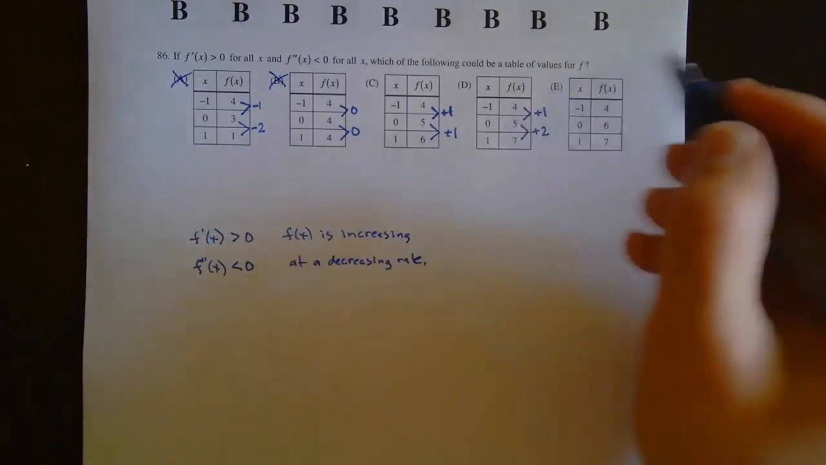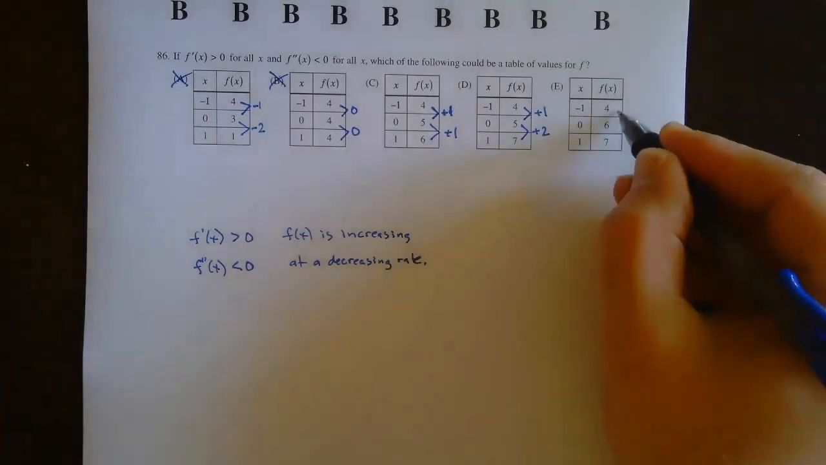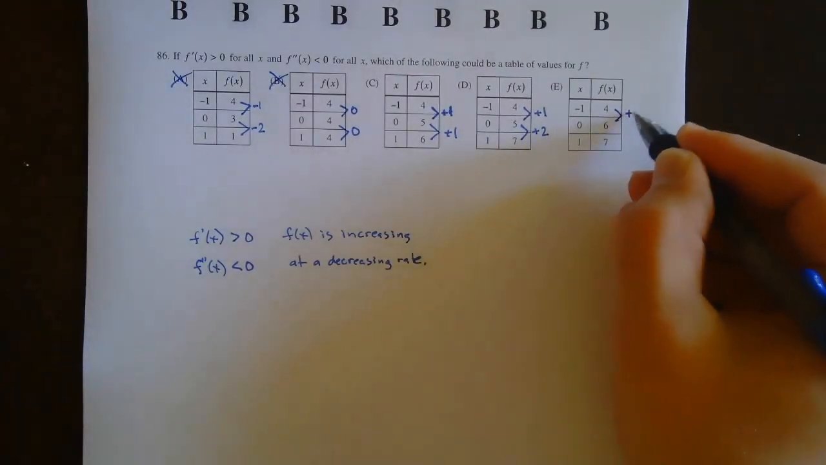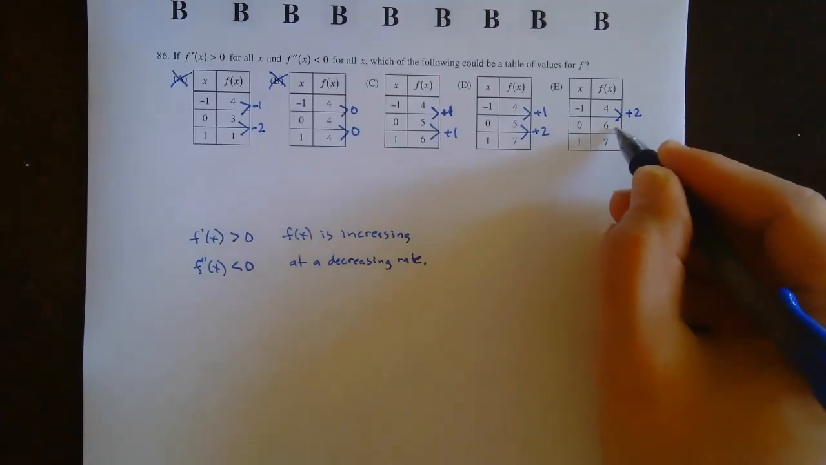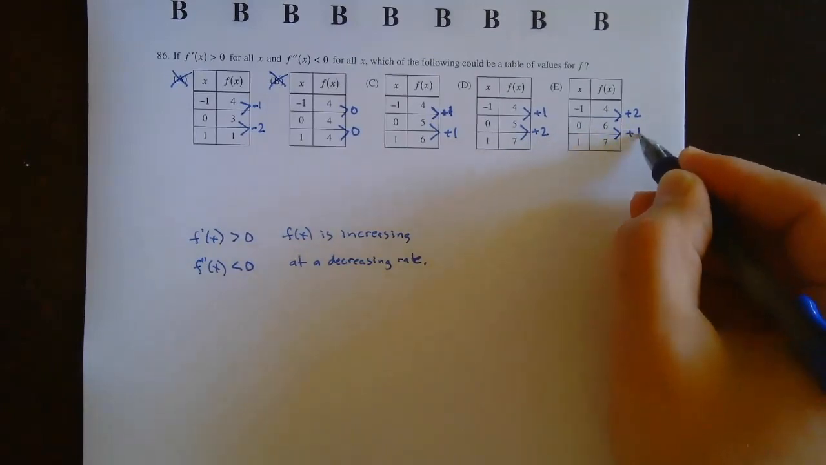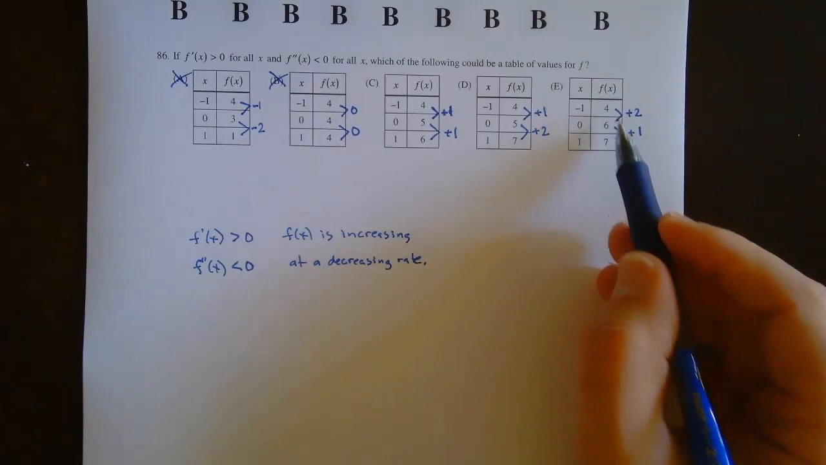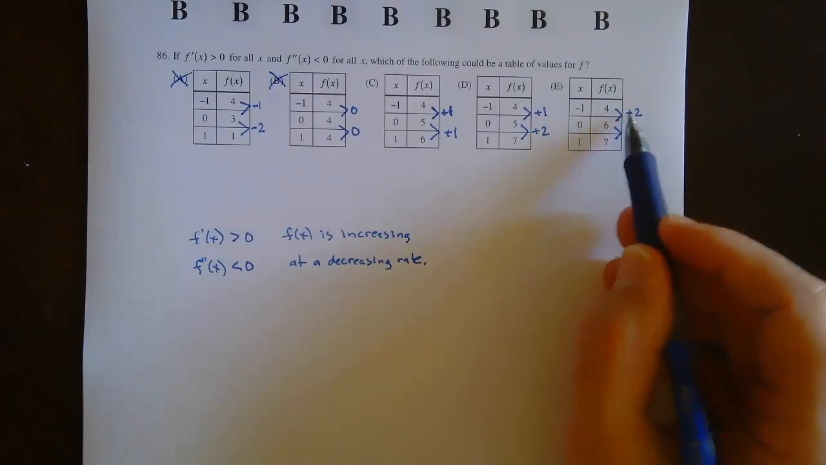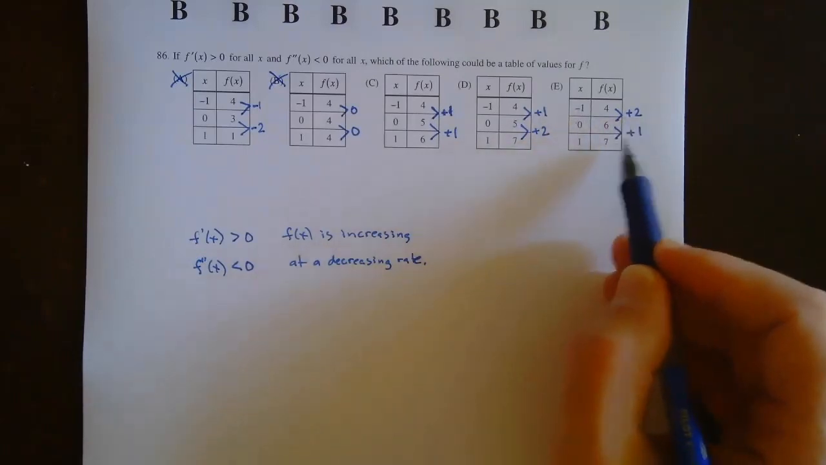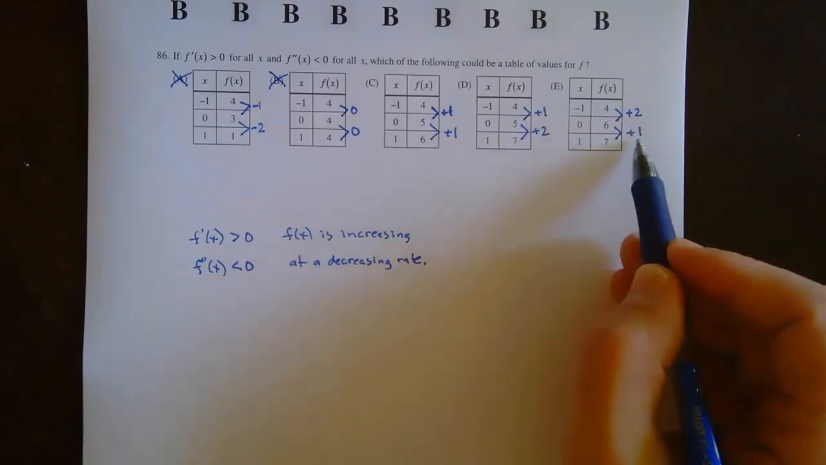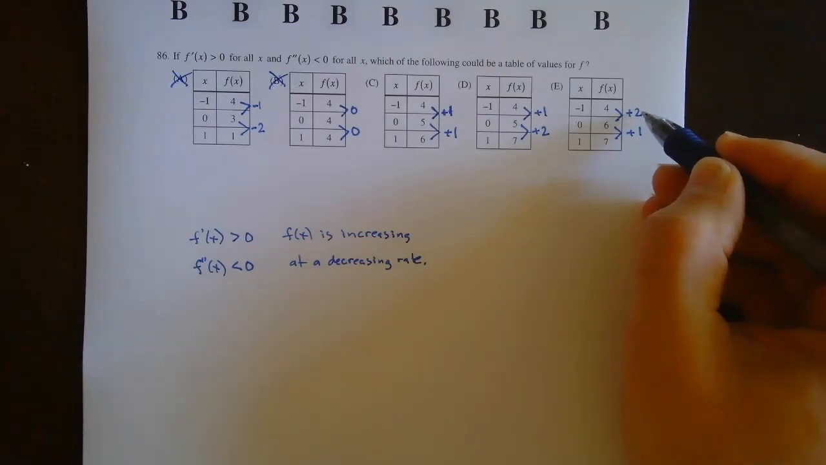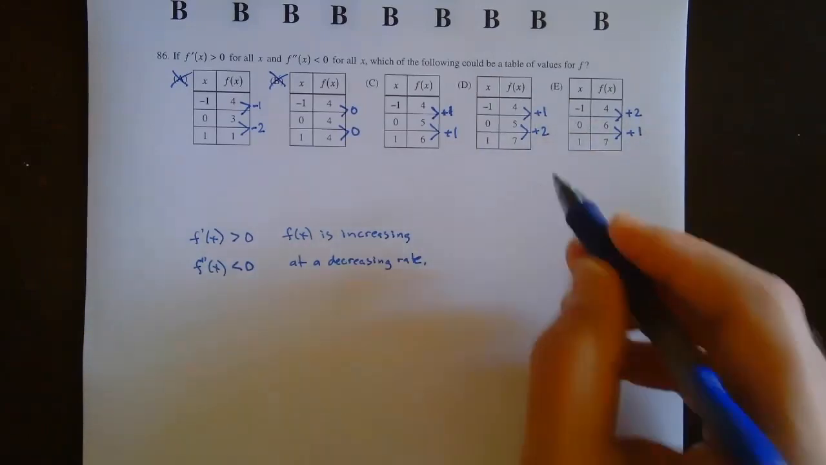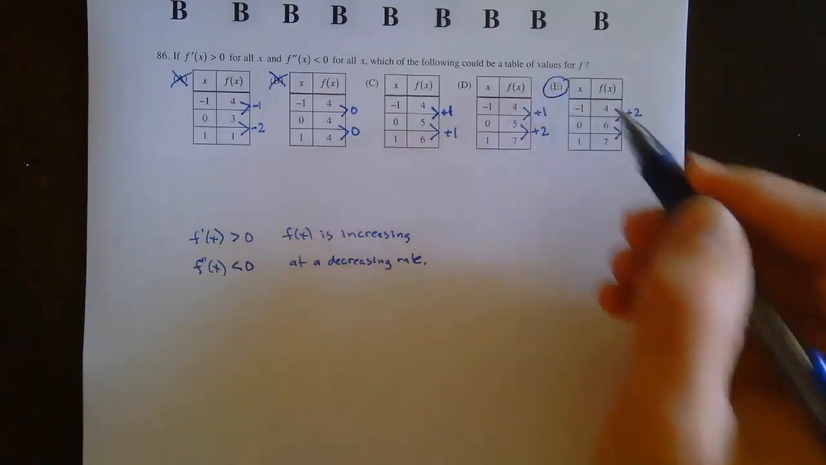Then let's go to this next one. So from 4 to 6, that's an increase of 2, and then from 6 to 7, that's an increase of 1. So is f of x increasing? Yeah, because my derivatives are positive. There would be some derivative in between here that would be 2, and some derivative in here that's 1. And notice what's happening. The derivative is 2 here and 1 here, so it is increasing at a decreasing rate. So the correct answer is E, for 86.